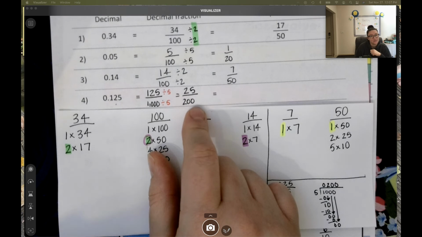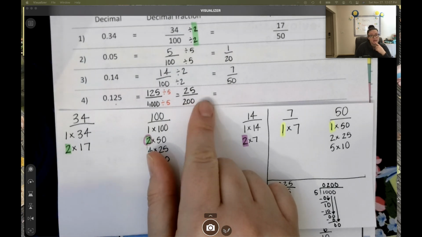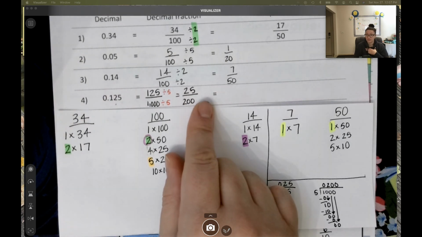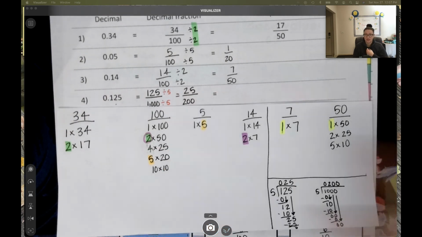You try this on your own. Divide it by 5, or think of another number that you could divide it by to simplify that number. Pause the video and try that on your own.